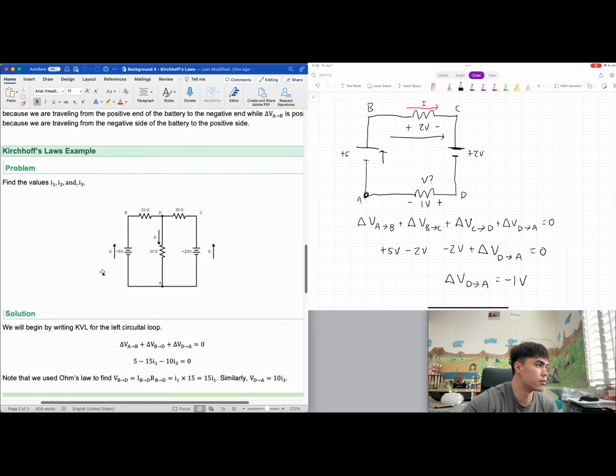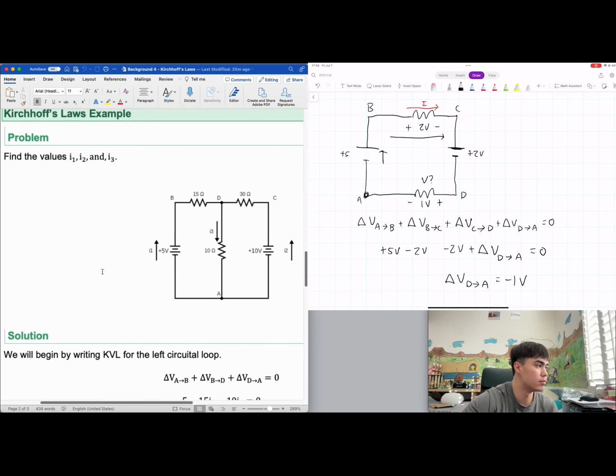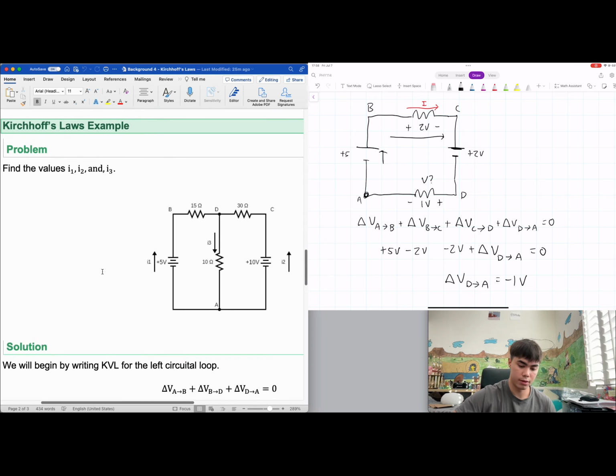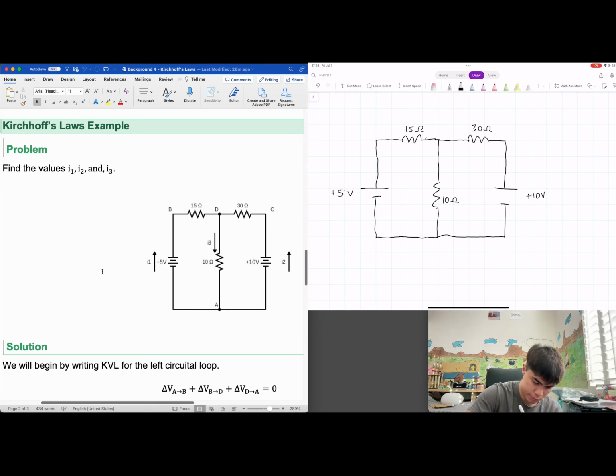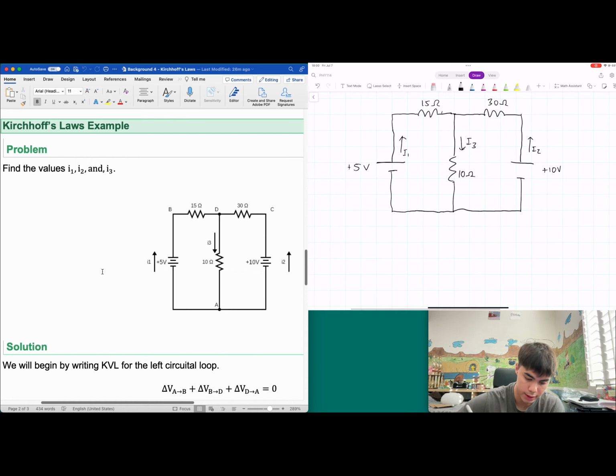So here we're going to do an example problem. Find the values of current I1, I2, and I3. I'll draw this circuit real quick. So the question asks us to find I1, I2, and I3. So I'll write KCL for this top node here.